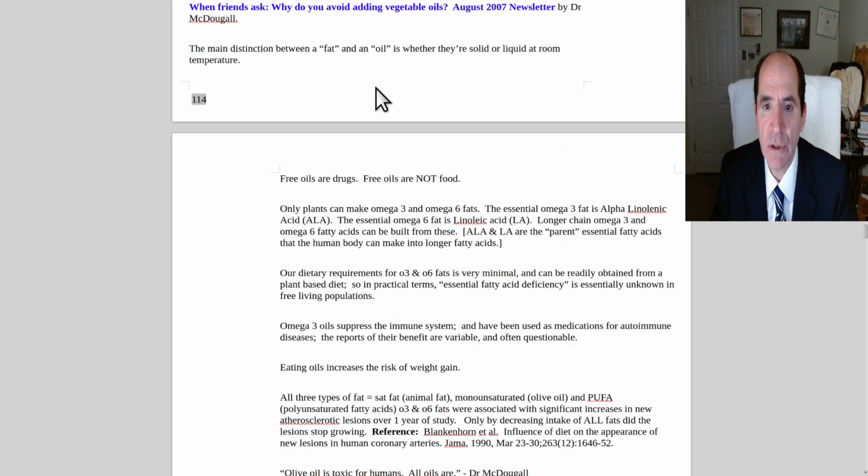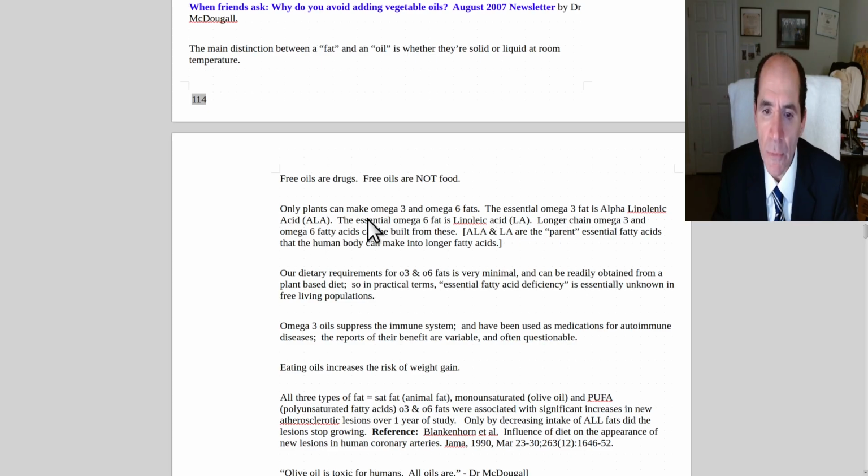Okay, so the main distinction between a fat and an oil is whether they're solid or liquid at room temperature. So a fat is going to be solid in general. An oil is going to be liquid at room temperature. Okay, free oils are drugs. Free oils are not food. That's an important point. People try to talk about olive oil like it's a food or something. It's this processed piece of garbage. You shouldn't be eating it.